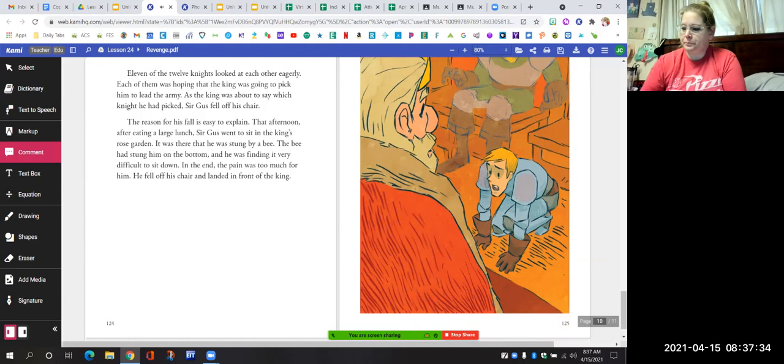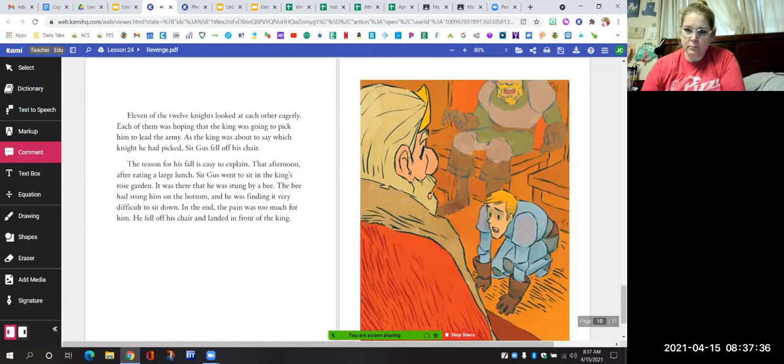11 of the 12 knights looked at each other eagerly. Each of them was hoping that the king was going to pick him to lead the army. As the king was about to say which knight he had picked, Sir Gus fell off his chair. The reason for his fall is easy to explain.